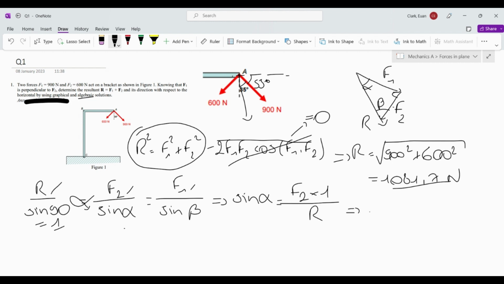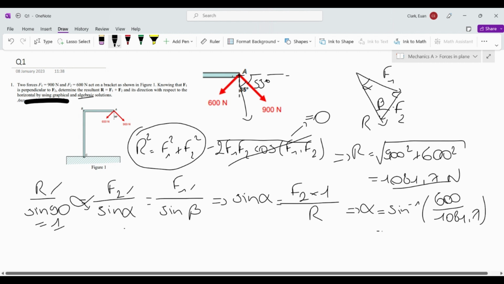This means that alpha is equal to sine inverse of F2, which is 600, divided by 1081.7. And this is going to give us approximately, we'll check on the calculator, sine minus 1 of 600 divided by 1081.7. This is going to give us approximately 33.7 degrees. So, like I just said here, this is alpha, and we want the angle with the horizontal.